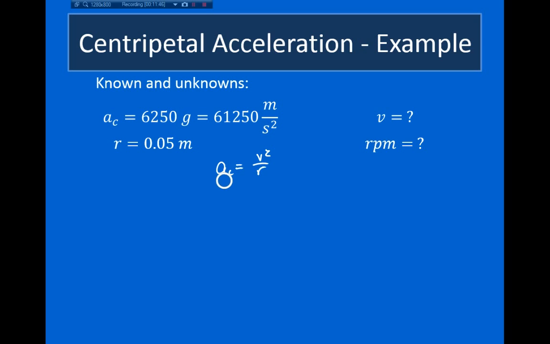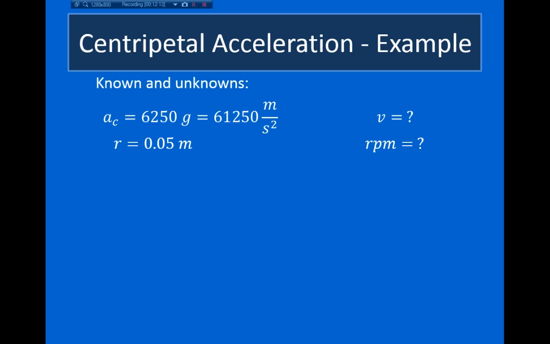Now I was given the acceleration. I was told that that's 6,250 Gs, or 61,250 meters per second squared. So I know what my acceleration is. I also was given the radius of the circular path, so I know what r is. So I need to come up with a way to describe velocity in terms of RPMs, because that's what I'm being asked to solve for.